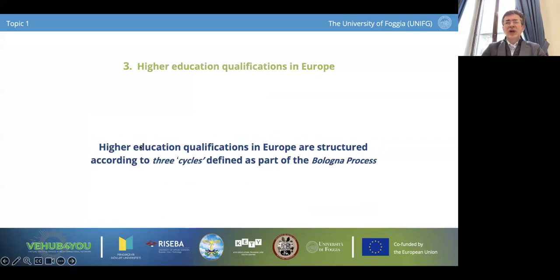Higher education qualifications in Europe. Higher education qualifications in Europe are structured according to 3 cycles defined as part of the Bologna process. Here we have to point out 2 different aspects. The first one, which we will check in a few seconds, is the Bologna process, and the second one is the 3 cycles.